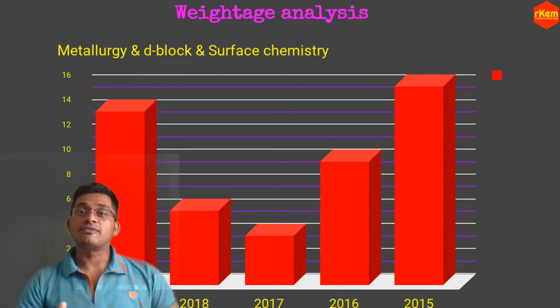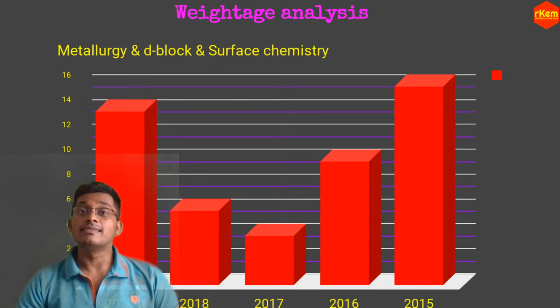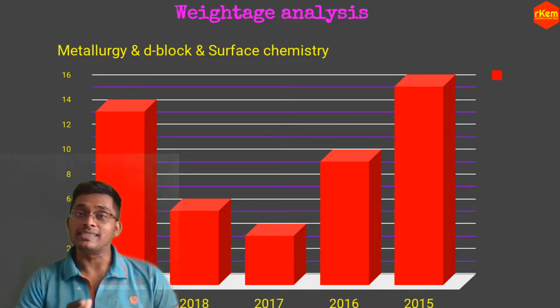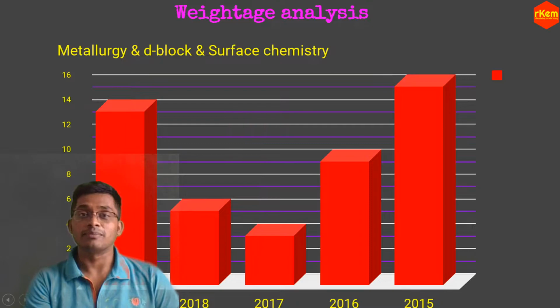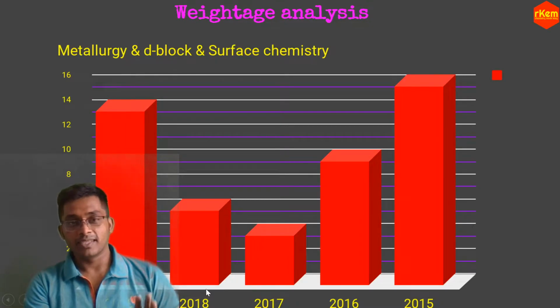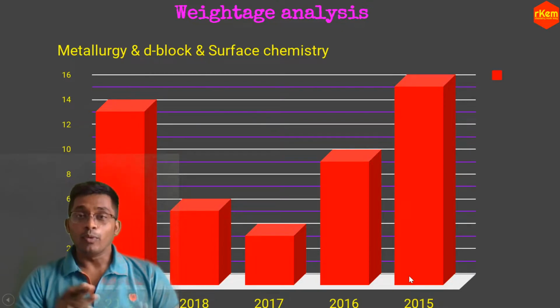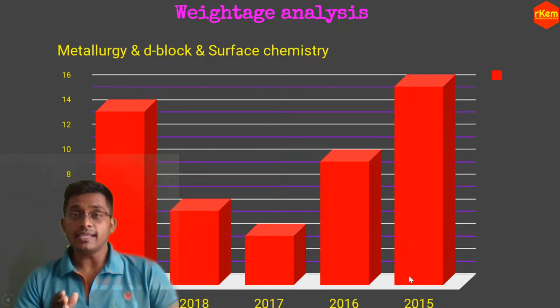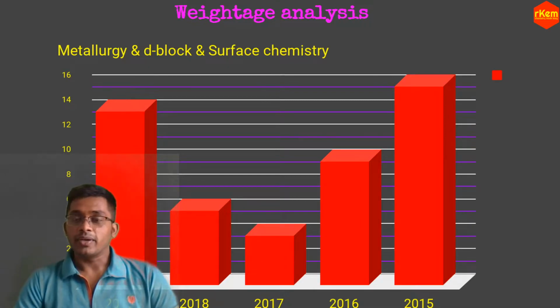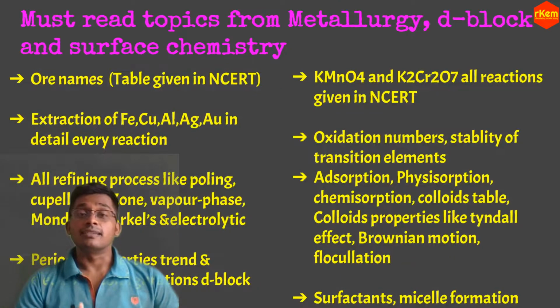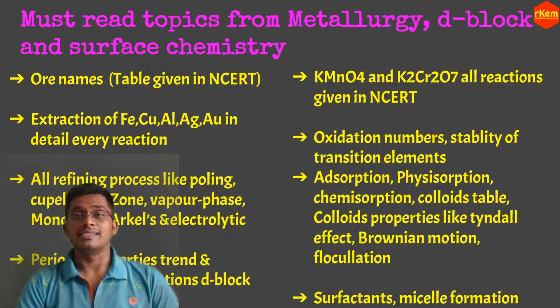Look at the past 5 years weightage analysis for these three chapters. Then you will understand why I grouped these three chapters. In 2019, there are 14 marks from these three chapters. 2018, there's 6 marks, 2017 less, but again 2016 10 marks, 2015 16 marks. So more weightage for these chapters and you can easily score from them. Let us go through the questions first, and the must-read topics from these chapters.